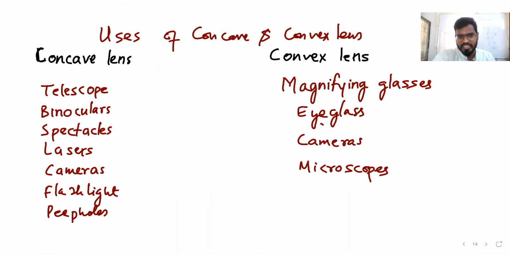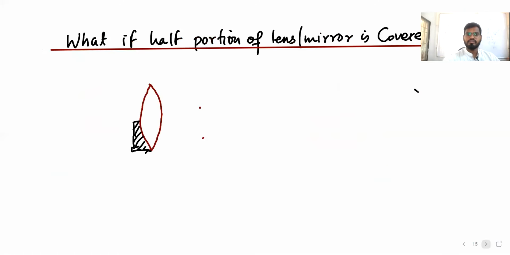The convex lens ray diagram we'll see in the next class anyway. Convex lens uses, if you see: telescope, binoculars, spectacles, lasers, cameras, flashlight, and then peepholes, magnifying glasses, eyeglasses, cameras, microscope. These are the uses of concave lens as well as convex lens. Till here we'll see in this class. Next class, one more topic we can do.